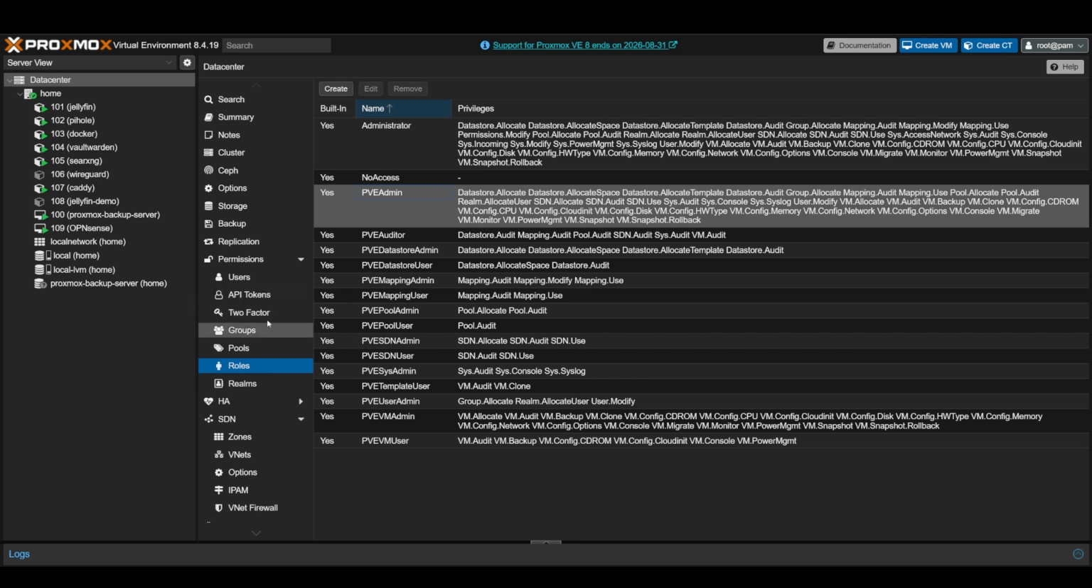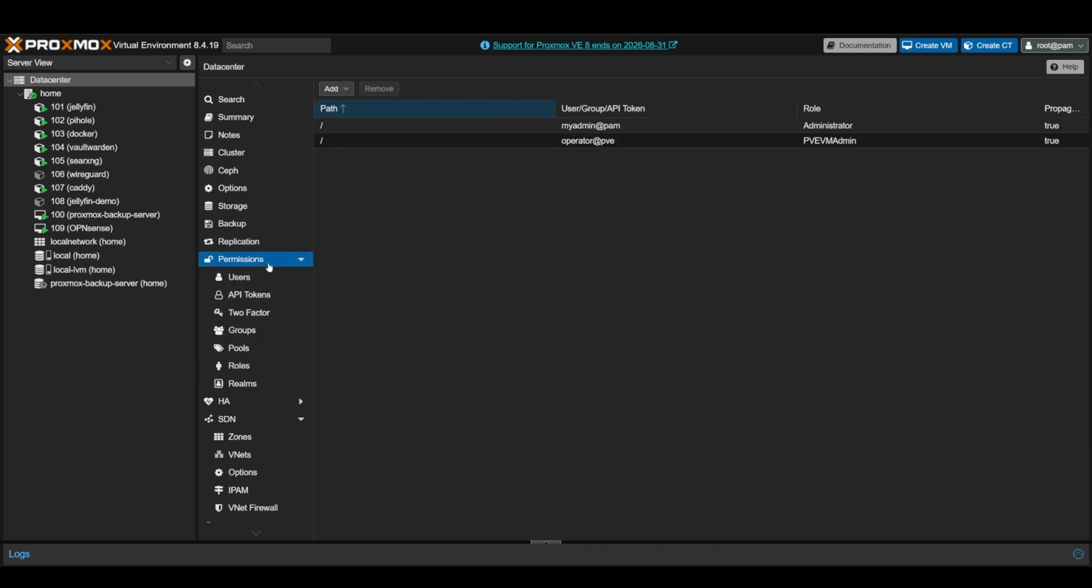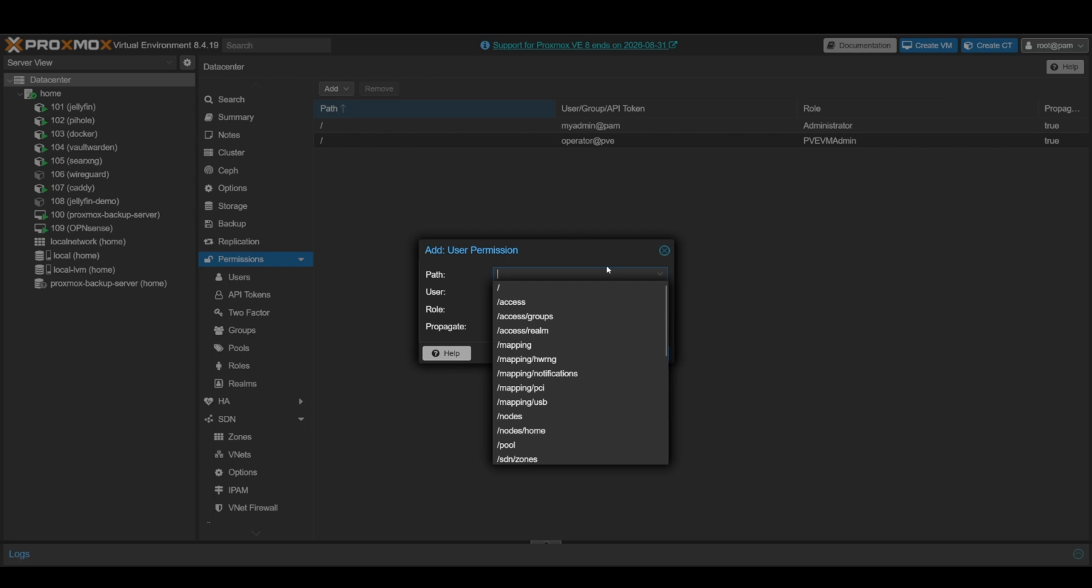You can also scope permissions. Instead of giving access to the entire data center, you can restrict a user to a specific node, or a specific VM, or a specific storage pool. This is proper multi-tenant isolation.